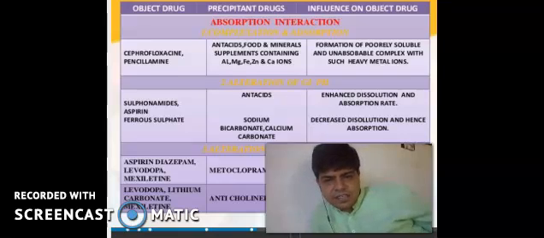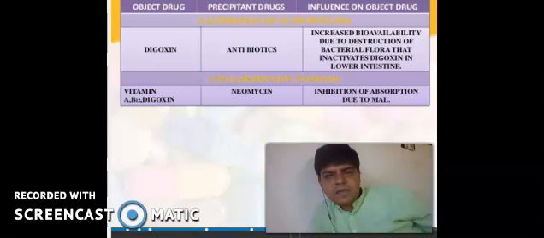Then alteration in gut motility. In this, aspirin, diazepam, levodopa, and mexiletine with metoclopramide: rapid gastric emptying time increases the rate of absorption. Then levodopa, lithium carbonate, and mexiletine with anticholinergics: the delayed gastric emptying time decreases the rate of absorption. So these are the effects that occur due to drug absorption interaction.